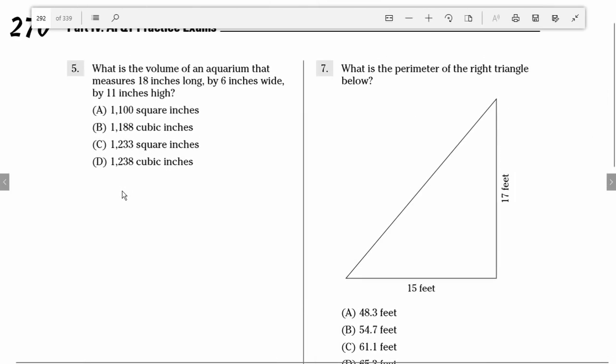Okay, number 5. What is the volume of an aquarium that measures 18 inches long by 6 inches wide by 11 inches high? Again, this is the mathematics knowledge test of the ASVAB, so you're not allowed to have a calculator, nor are you permitted to have a formula sheet. We just need to understand that we're looking for volume in this case of a rectangular prism, which looks like this. Let me go ahead and give you a rough sketch here.